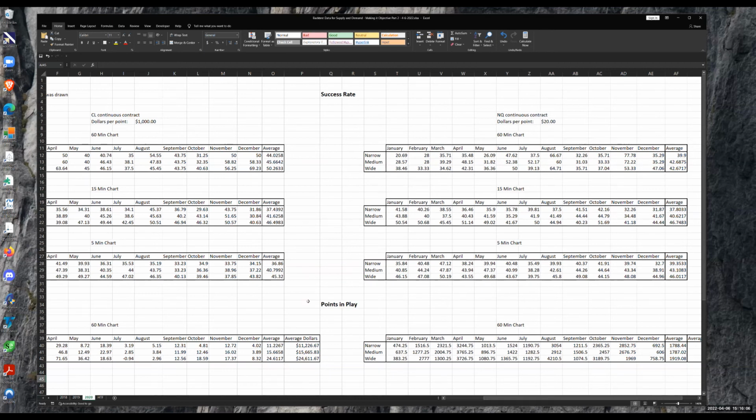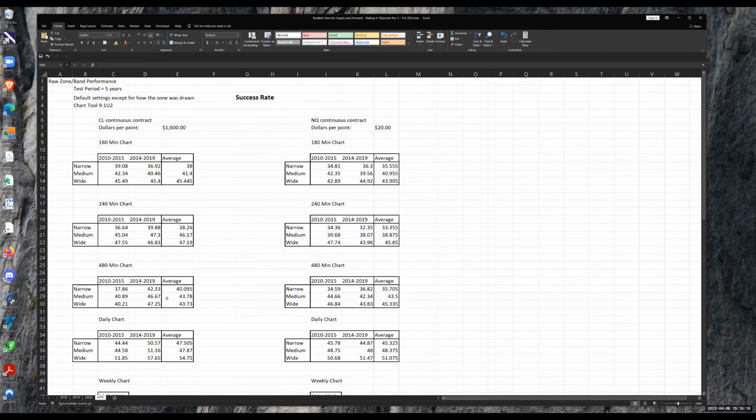So we've been looking at lower time frames here. Let's go look at high time frames. So we've had to increase our test period here so that we would have enough zones to get something statistically significant. So now we're looking at 5-year periods instead of monthly periods.